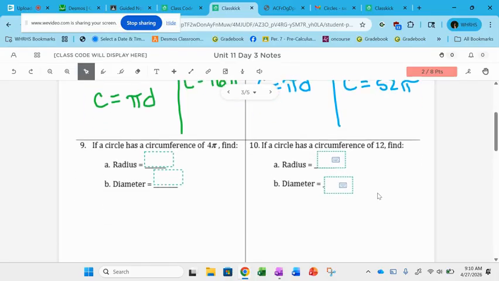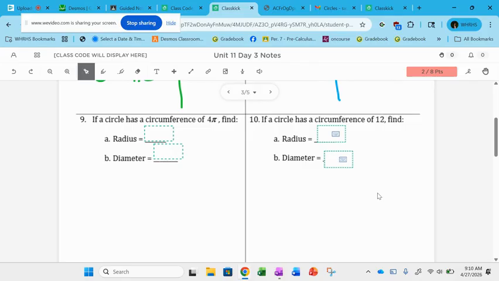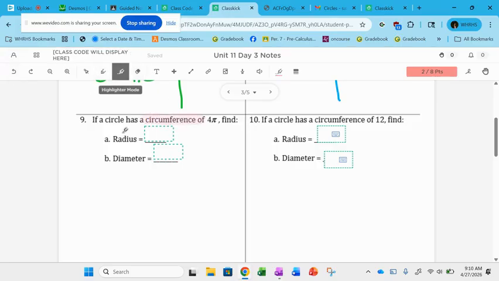Okay, so now this is where it gets a little bit sneaky. You ready? If the circumference of a circle is 4 pi, find the radius. Because they're talking about circumference and then they're telling us part A, find the radius, I'm going to go with the C equals 2 times pi times r.